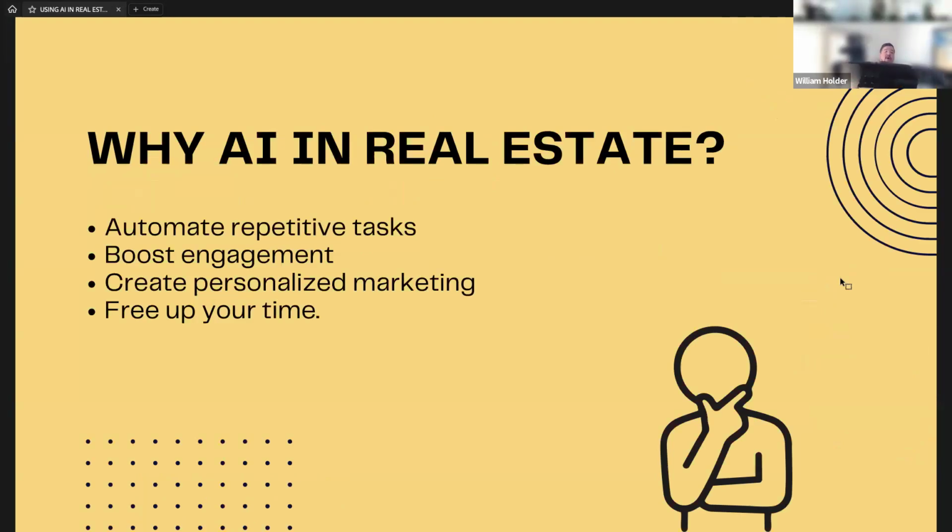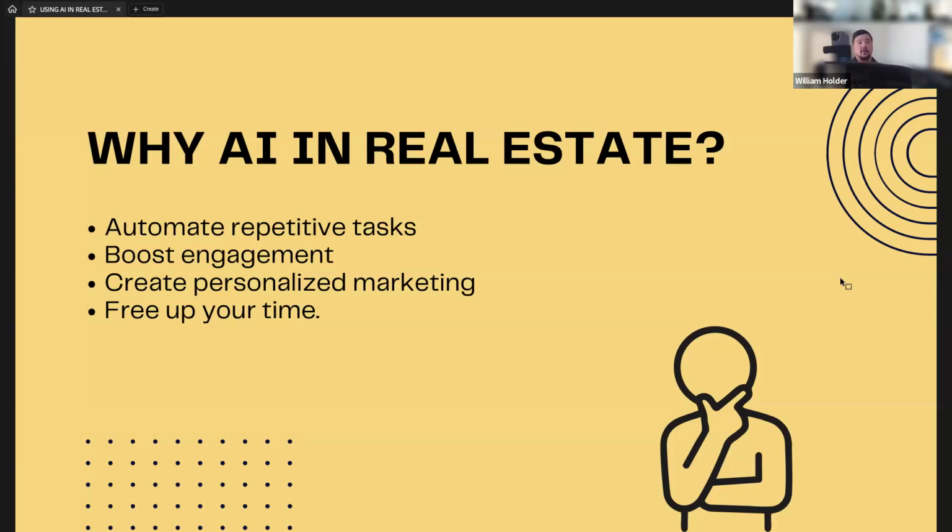So why AI in real estate? All right. We're automating repetitive tasks. We're boosting engagement. We're creating personalized marketing, and we're freeing up time. Okay. This isn't the future. This is already happening. We're not waiting for this. This is already happening. Some agents are just getting paid. Some agents are getting paid like it's 2030 already because they're using this stuff already. Right. So I want you to start using these things. Don't wait, because there are people taking advantage of it and they're ahead of the curve. Right.